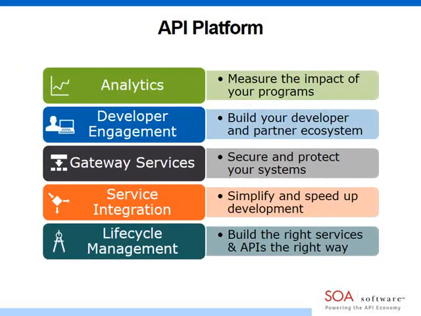Secondarily, you need an API platform. And the API platform provides a set of capabilities that are laid out in this slide. You might have a set of analytics that measures the impact of your programs. You should have some way to engage with these app developers and a way to build your developer and partner ecosystem through a website or through a portal. You're going to need gateway services. You're going to need to come up with some way to secure and protect your back-end systems. If you're going to be exposing an API, you need to make sure that that API is stable, it's well protected, it's secure, it's reliable.